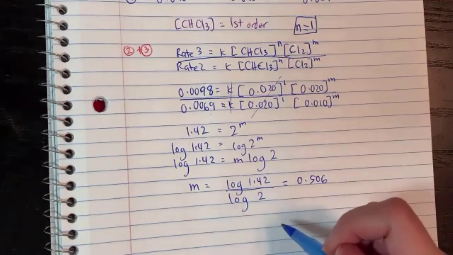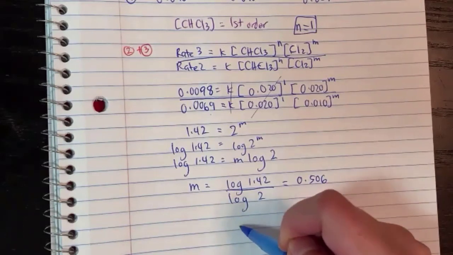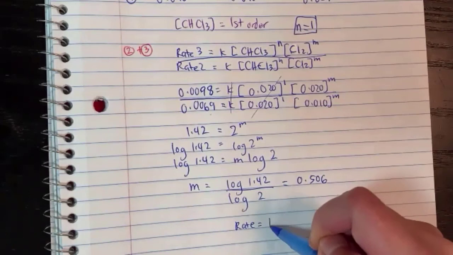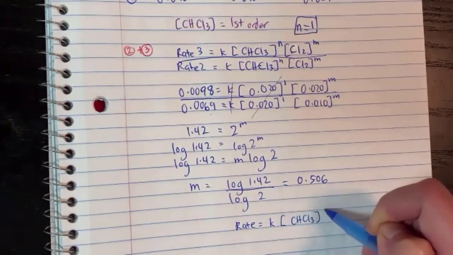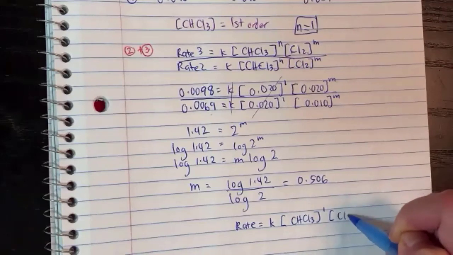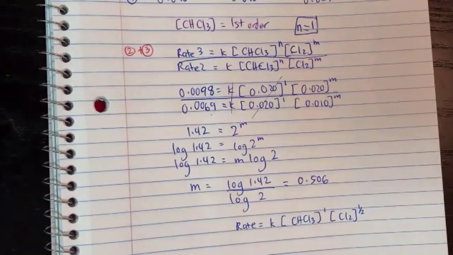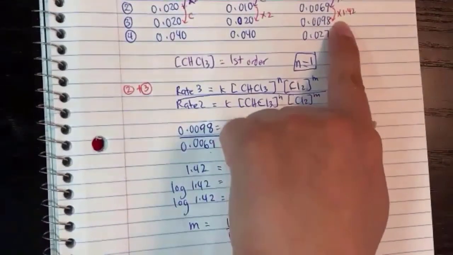So when you write your rate law, it will be rate equals k CHCl3, that's to the power of 1, and then this one Cl2, that's to the power of half. All right, so hopefully that makes sense. So when do you use the log method? When does it become really helpful? When your numbers are not pretty like that.